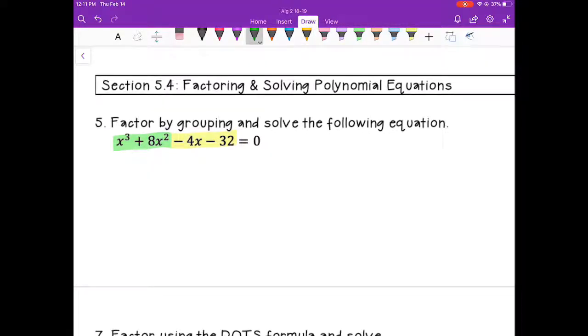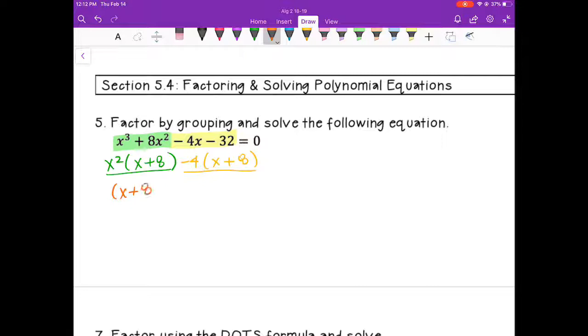From our first group, I can take out an x squared, and I'm left with x plus 8. Now in my second group, I can take out a 4, but we know our parentheses need to match, so I should take out a negative 4. So I'm left with a positive x plus 8. Then what we do is we factor our binomial from each group. So our first group, x squared times x plus 8, and our second group, negative 4 times x plus 8, the common term is that x plus 8.